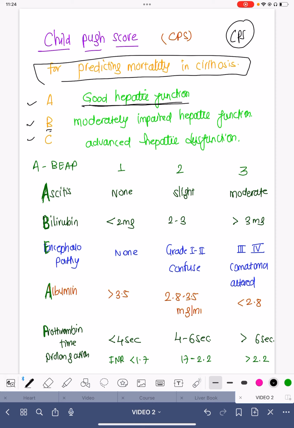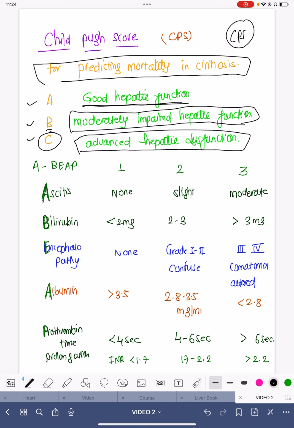Category B, they usually have moderate to impaired hepatic function. So these patients are potential candidates for proper treatment, and they may have a good life if everything is well balanced. And category C, they usually have a very advanced hepatic dysfunction, and such patients usually won't do well, and have very high mortality, and they may have a lifespan of around 1 year or 2 years or 3 years. They may die of complications very fast.